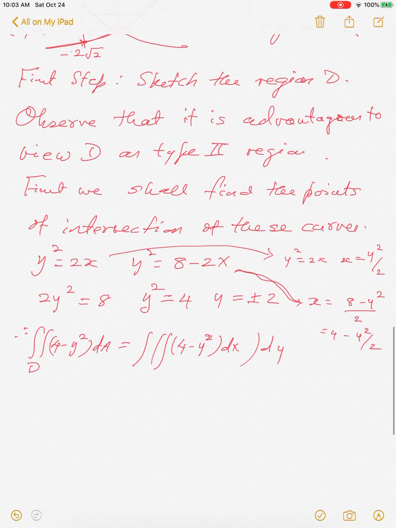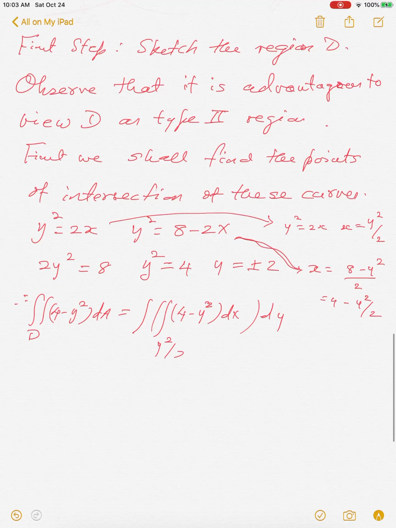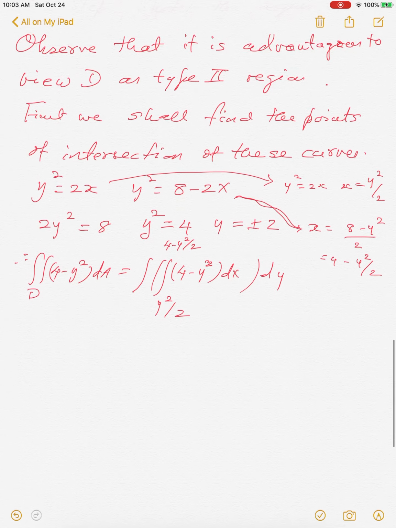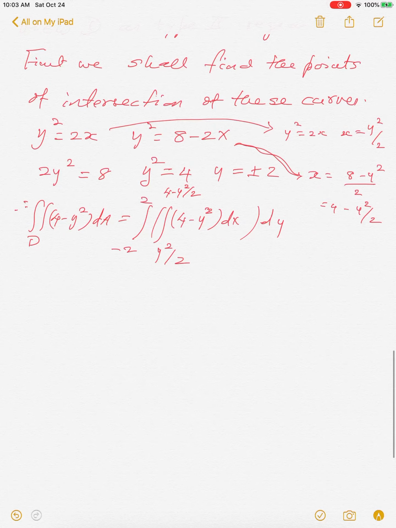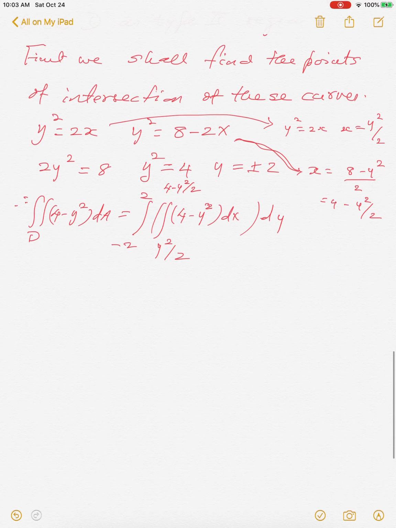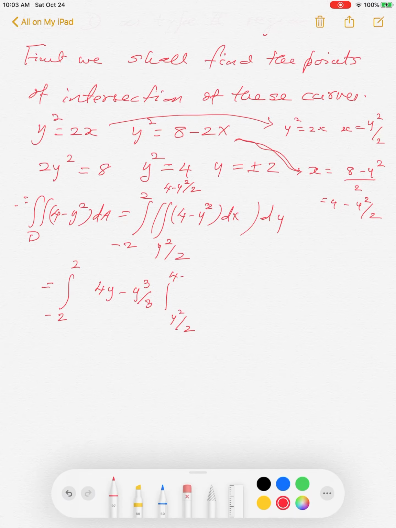So this will be going from, so what is the lower curve? The lower curve is y square by 2. The upper curve is 4 minus y square by 2. And y will run between minus 2 to 2. So let's evaluate this. So this is going to be integral minus 2 to 2. Integral of this is going to be 4y minus y cubed by 3 between y square by 2 to 4 minus y square by 2. Sorry, I made a mistake. I'm integrating with respect to x, so you cannot make this mistake.